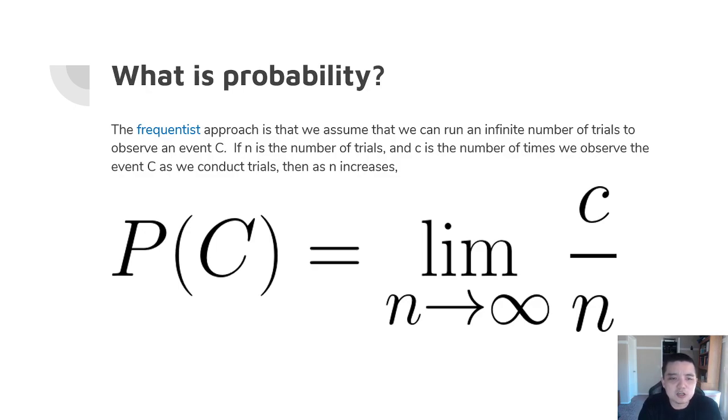The frequentist approach is that we assume that if we run an infinite number of trials to observe an event C, if n is the number of trials and C is the number of times that we observe the event C as we conducted trials, then as n increases, the probability of C is that limit.